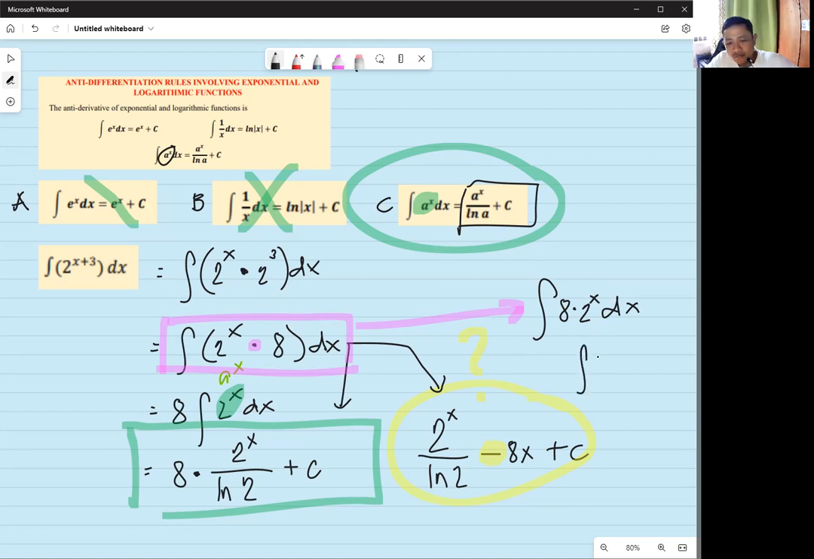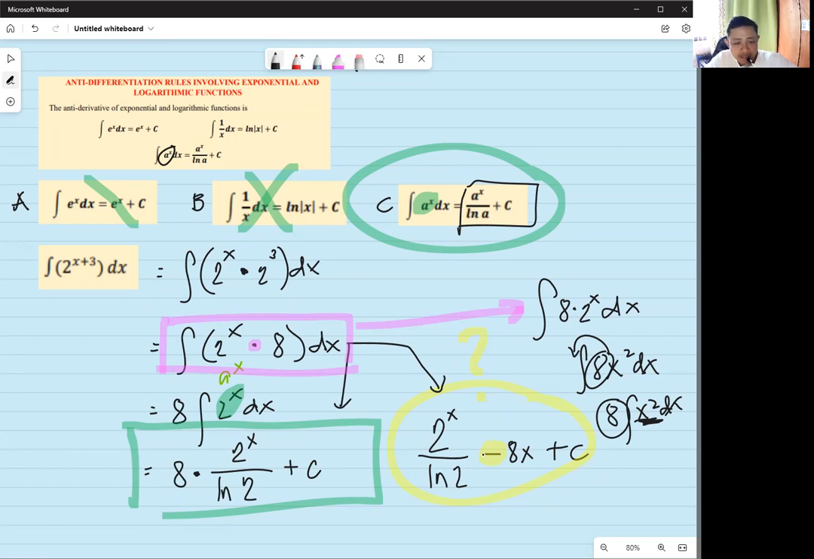The integral of 8x squared dx. And remember, this is a constant multiple. When it is a constant multiple, it is just placed outside. So it becomes 8 times the integral of x squared dx. And then this is what we integrate.